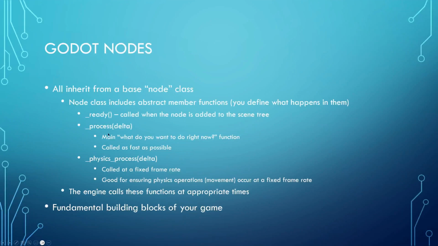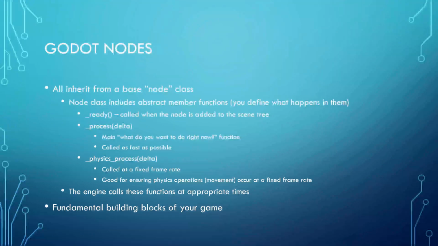Basically, this is saying to the node, what do you want to do right now? Based on the state of the game and based on what input you're getting, what do you want to do? So the engine is going to call process as fast as possible. Now you might think, well, that's great, I'll just put everything in process. But consider that if you have a really powerful system, that might make the player move really fast. And if you have a low-powered system, it'll make the player move really slow.